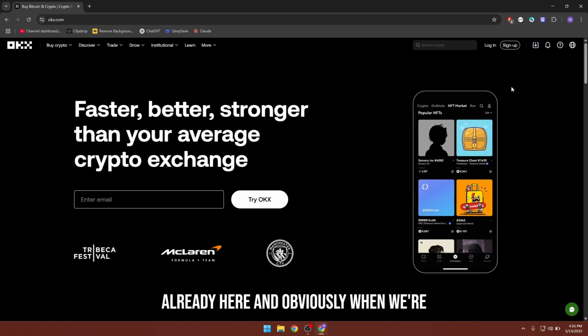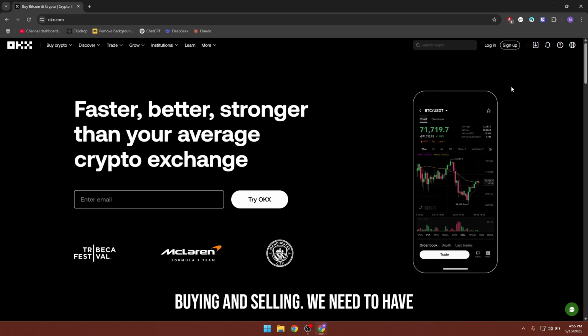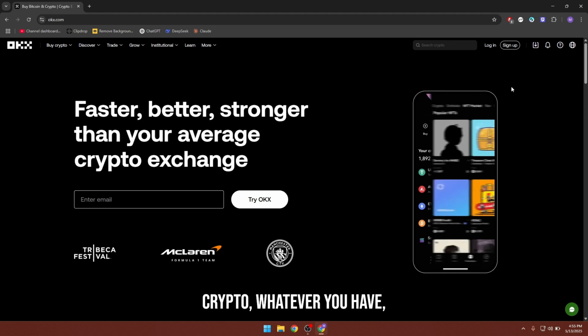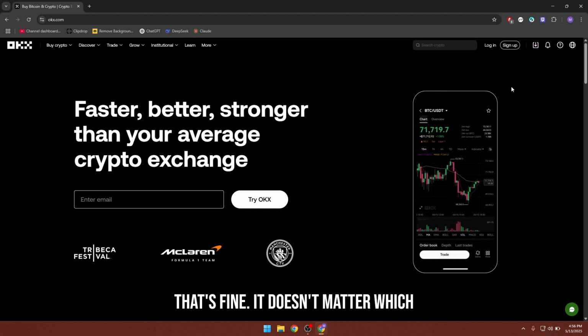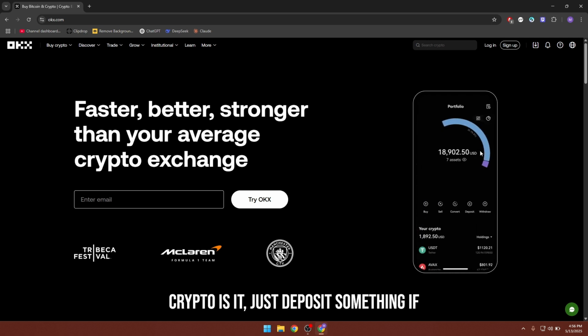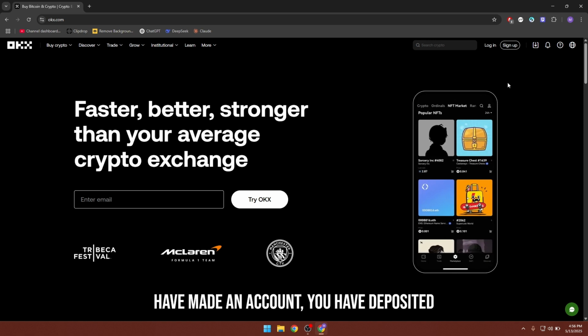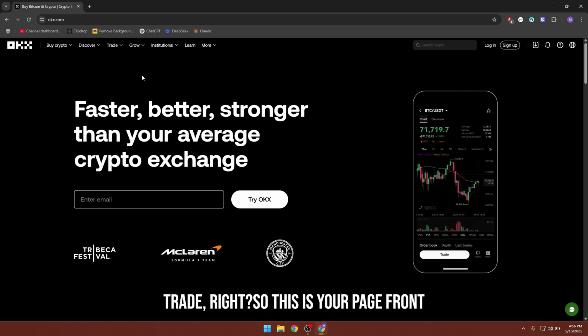You're already here, and obviously when we're trading spot, buying and selling, we need to have crypto, of course. So deposit some crypto, whatever you want, that's fine. It doesn't matter which crypto it is, just deposit something if you want to trade on OKX. So you have made an account, you have deposited crypto, and now you have to trade, right?